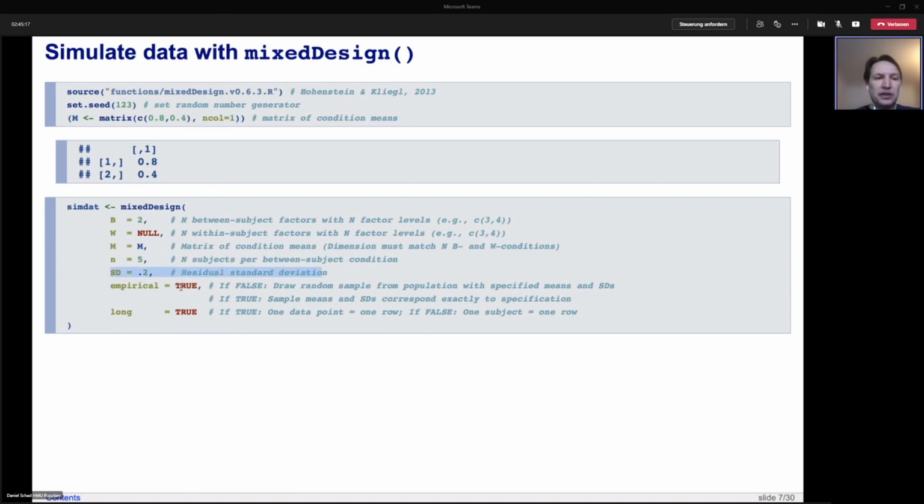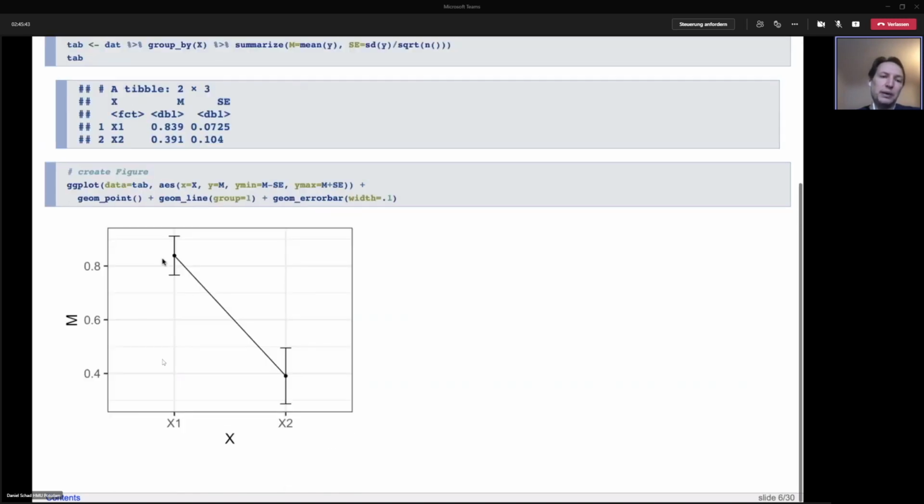And now comes an interesting argument, and this is called empirical equals true. If empirical equals false, then what happens is that the function draws random samples from the population with specified means and standard deviations. It's as if you would run an experiment where these are the true population means, and you sample and you get sampling noise, and this is exactly what we implemented on the previous page. Then the means vary around the true values in the simulated data.